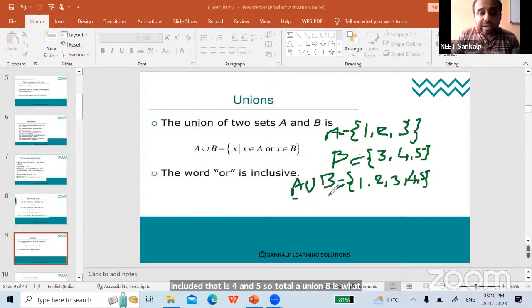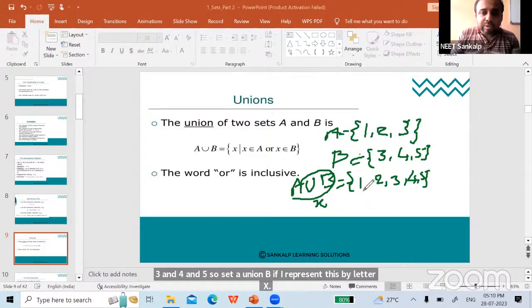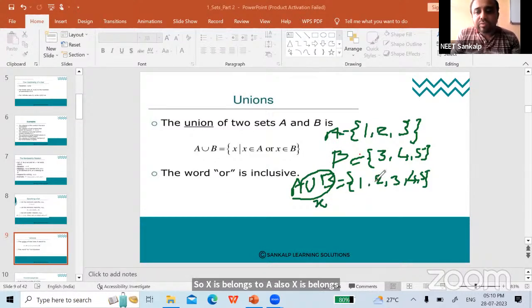So set A union B, if I represent this by letter X, so X belongs to A also, X belongs to B also, because it includes the element from both sets, that is A as well as B. Because you can see that in X, 1, 2, 3 is there, which belongs to the set A. Again set B is there, that is 3, 4, 5. Again it is representing the 3, 4, 5 also. So A union B is called the inclusive set, or you can say OR.